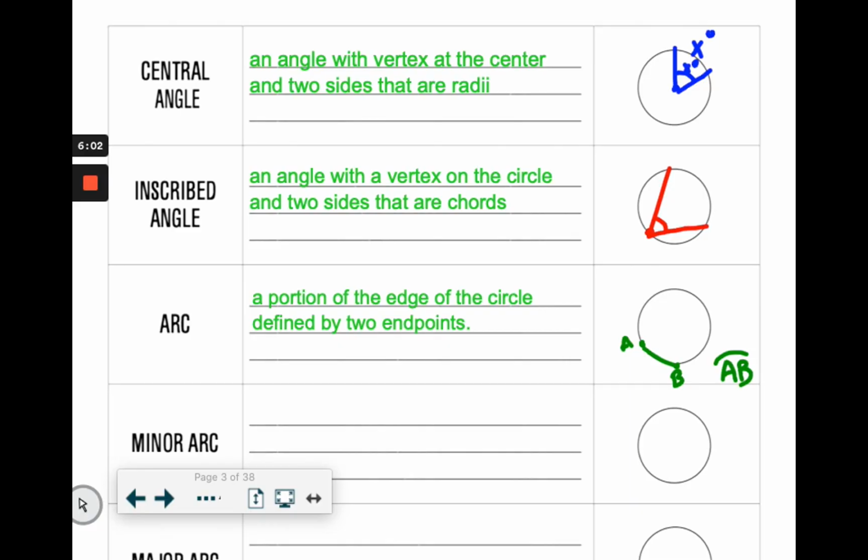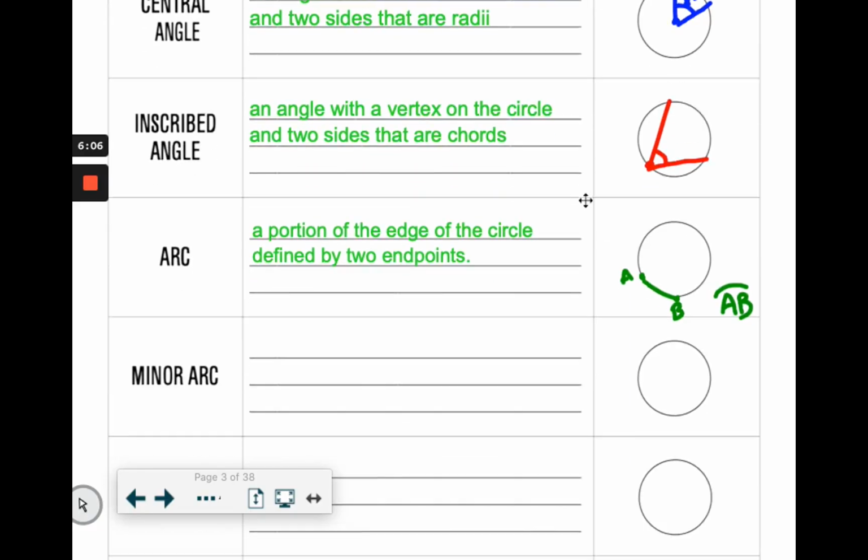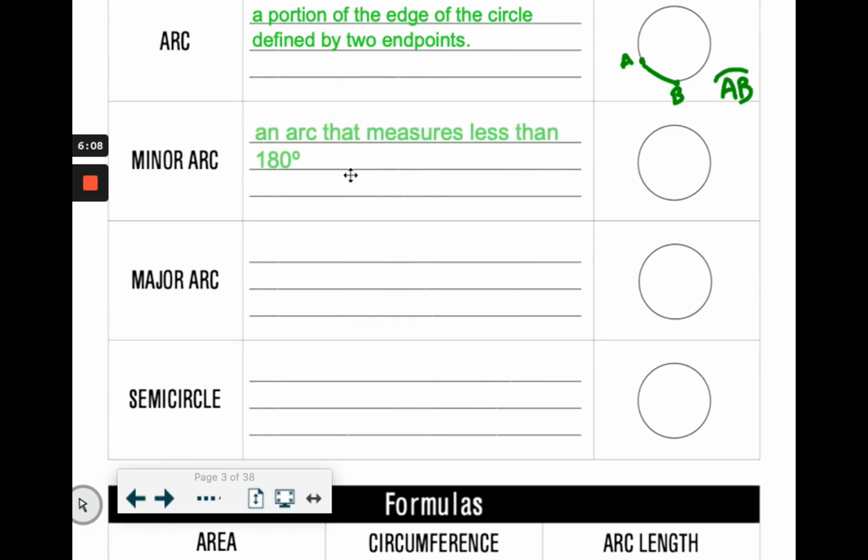Then we have different kinds of arcs, right? So we have minor arcs, major arcs, and we have semicircles. So minor arcs are less than 180 degrees. So the one that I just had would have worked. That would have been perfectly fine, as long as it's less than half the circle.